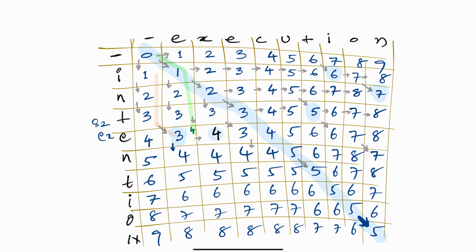Now let's consider S1 is I, converted to blank. This is my S1, this is my S2. Converting an I into a blank means I should delete I. So this represents a delete operation. To convert I into blank, we delete, which is one delete operation. So this arrow represents delete.